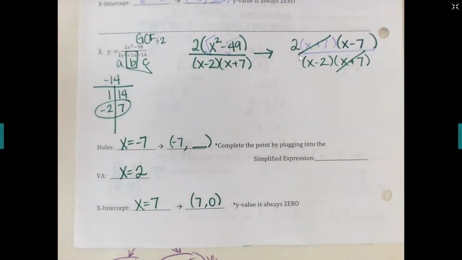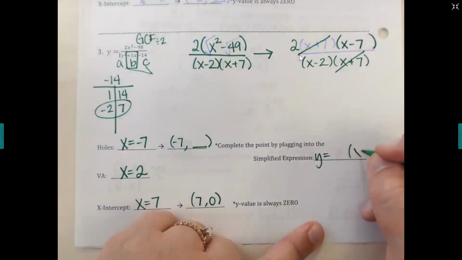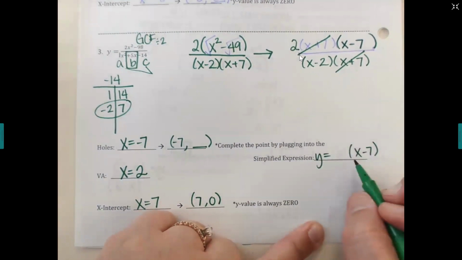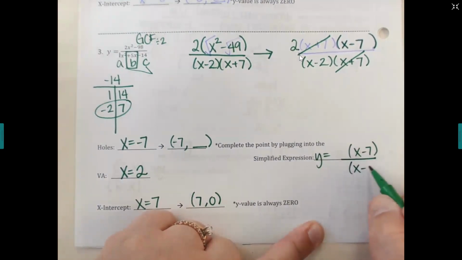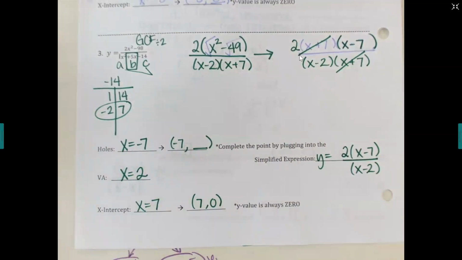Then the only thing that you have left to find is the y value for the hole. What am I going to type into my calculator as the simplified expression? Y equals what? X minus 7 over what? X minus 2. Is that good? What are we missing? Don't forget that too. It's got to be there or your number's going to come out wrong for the y value and it'll count it wrong in your practice.